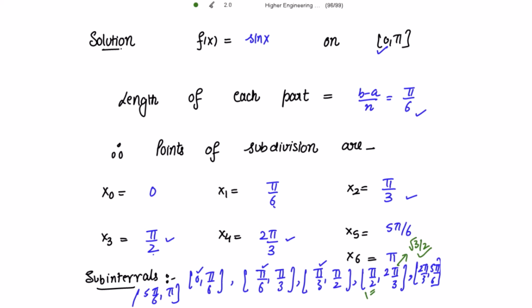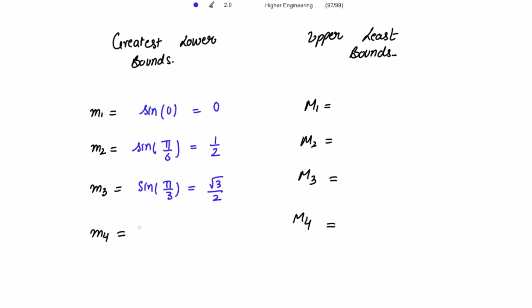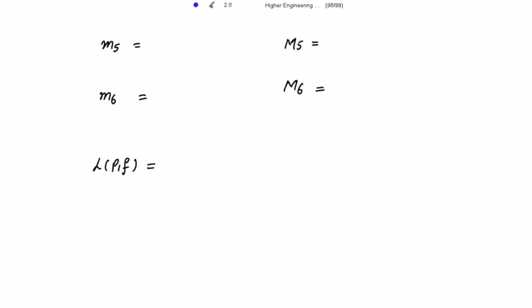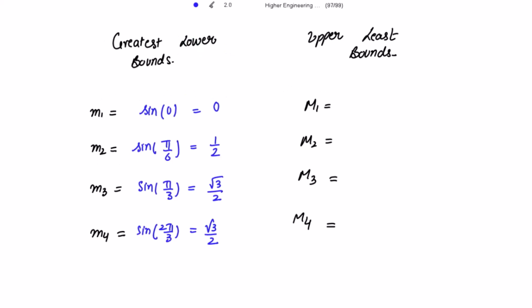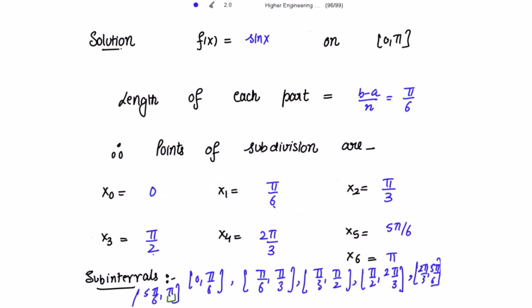Yes. So for this subinterval, we take the values of x to be 2 pi by 3, 5 pi by 6 and pi to find the greatest lower bound. So m4 is sin 2 pi by 3, that is square root 3 by 2, and m5 is sin of 5 pi by 6, that is equal to 1/2, and m6 is equal to sin of pi, that is equal to 0. Now calculating all the least upper bounds.